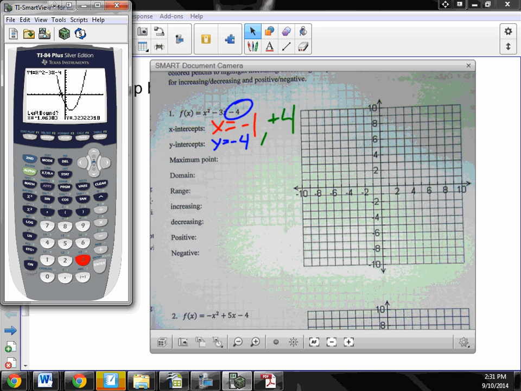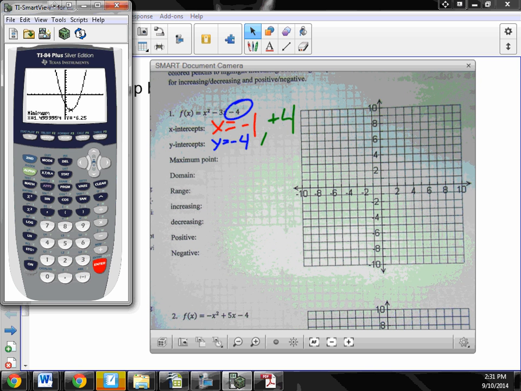Did you guys know that you could do this? You can move that cursor. You can use the cursor or you can just type in numbers. So 0, right bound maybe 4. My guess will be 1.